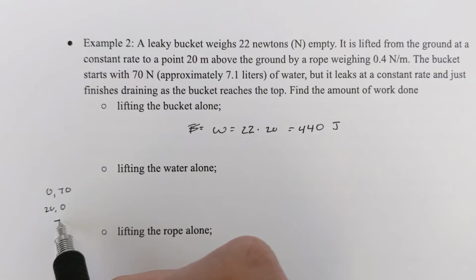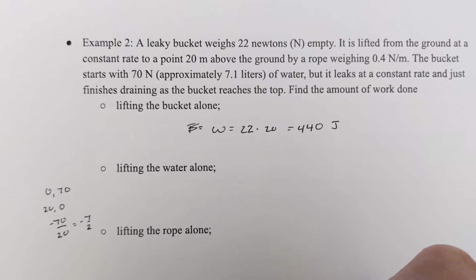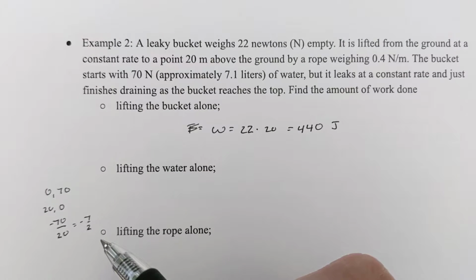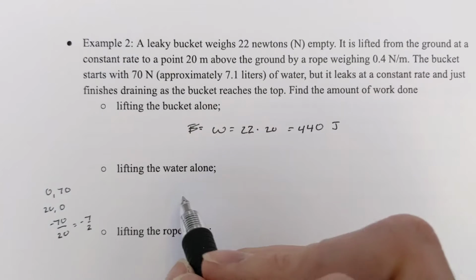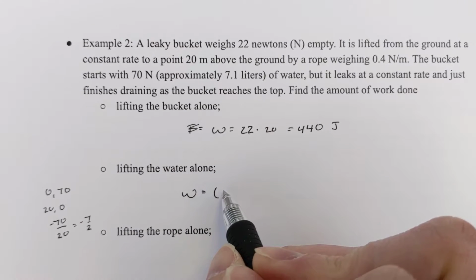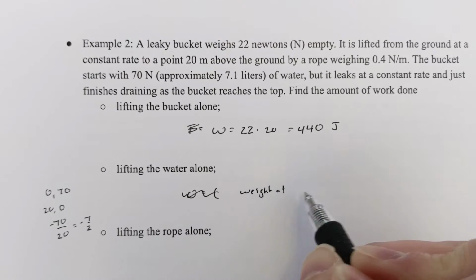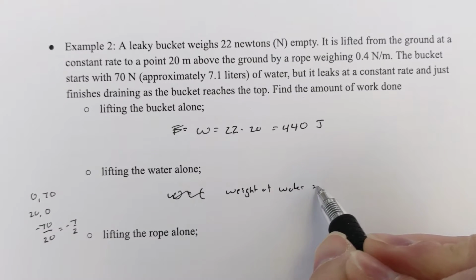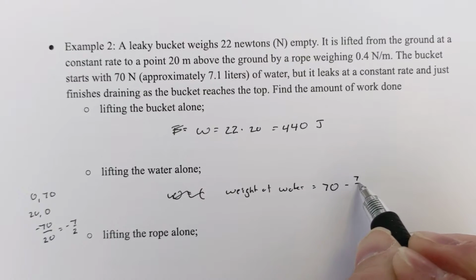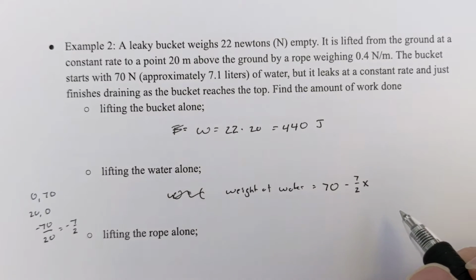So the slope here is negative 70 over 20, or negative 7/2. So that's how fast it's draining out. So that means the weight of the water is 70 minus 7/2 x. That'll make it empty. When it hits 20, this will turn into 0.